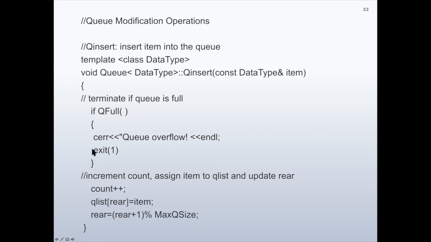Otherwise, that is, if the queue is not full, then we continue. Count is incremented by 1. At the position rear of the queue list, the item is stored. Rear is set to rear plus 1, and this sign is for the remainder when divided by max queue size. By this remainder operation, if rear was max queue size minus 1, when it is incremented, then we want it to become 0. It is provided by this remainder operation.